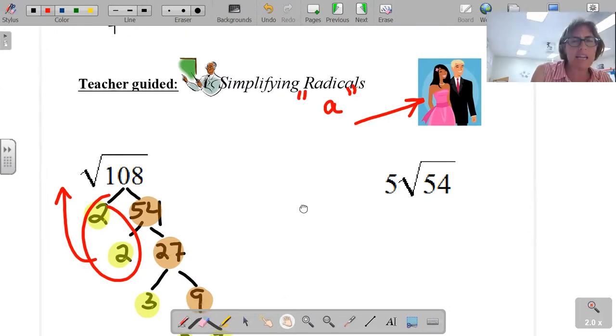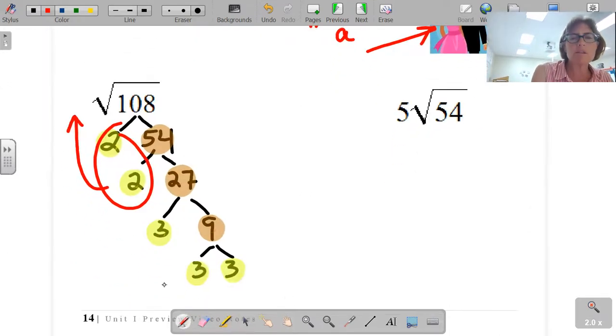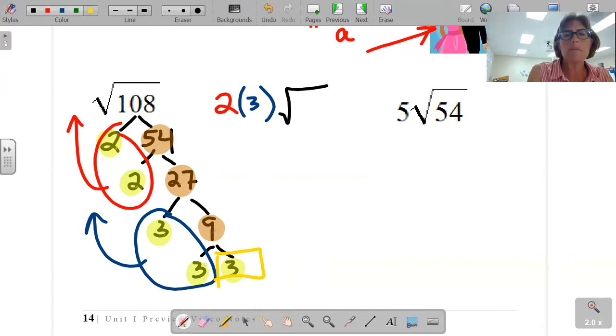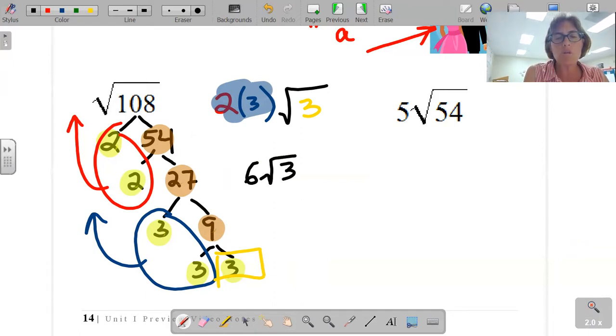So when you bring that date out, a pair of 2s, it's going to be a singular 2. And then here I have a date of 3s. They're going to come out as a singular 3. Now Lonely here has no date, stays home, orders Uber Eats. This on the outside multiplies, not adds, 2 times 3. So the simplification of root 108 is going to be 6 root 3.